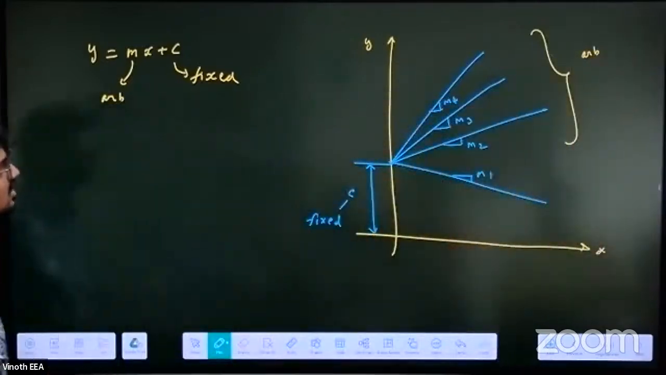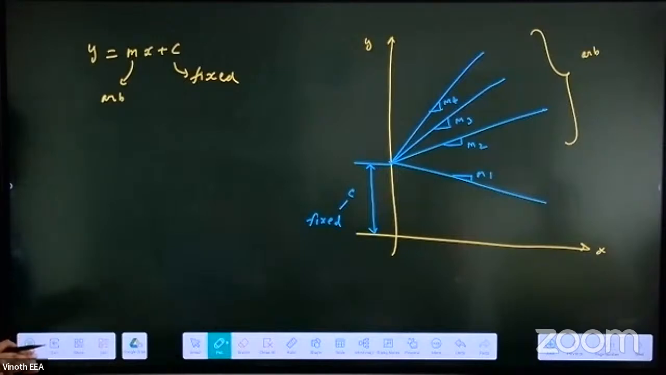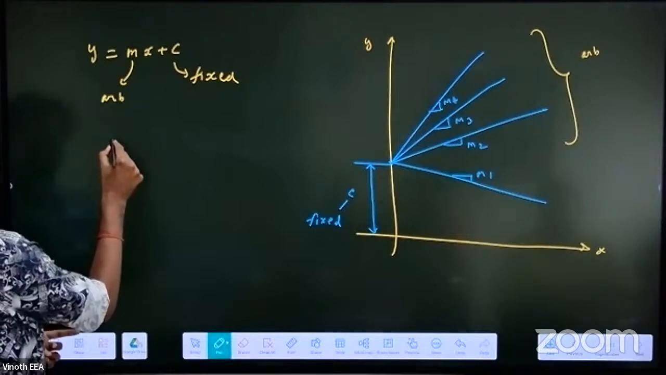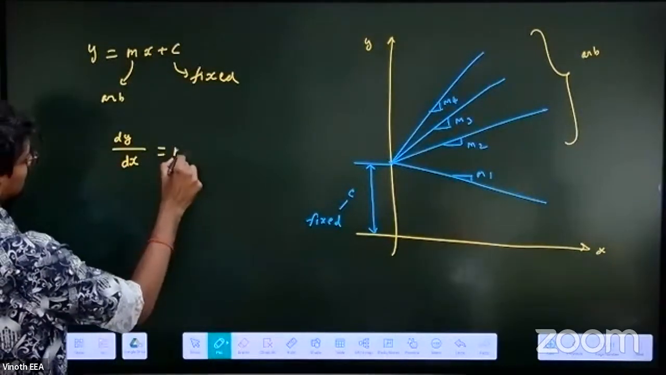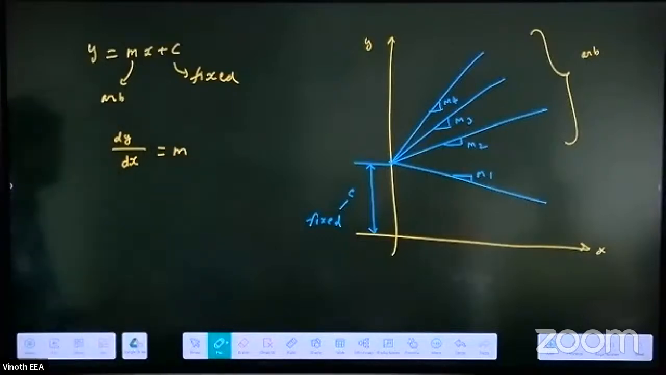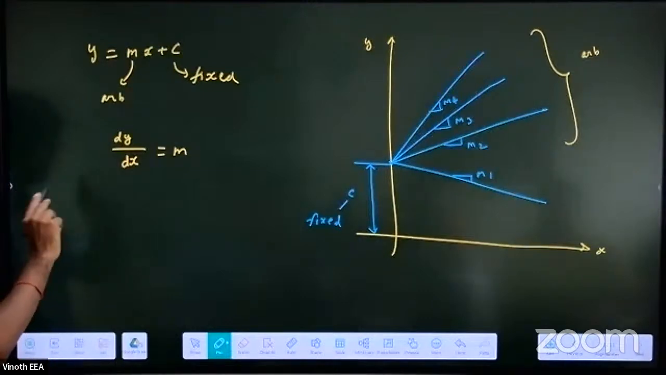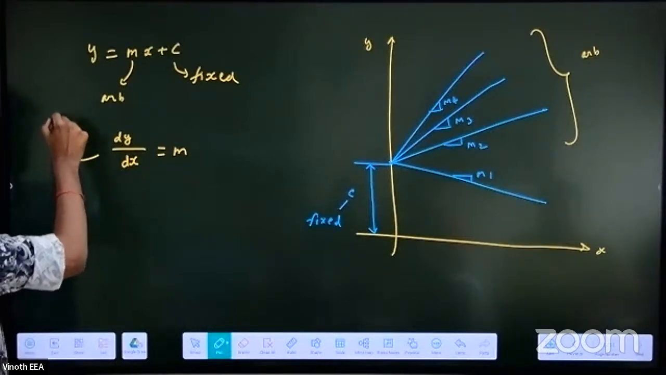So what should I eliminate? M should be eliminated. How many times do I need to differentiate? One time. If I differentiate it, dy by dx equals m. Can I treat this as my differential equation? No, that is a problem. I cannot treat this as a differential equation, but I will substitute it back here.